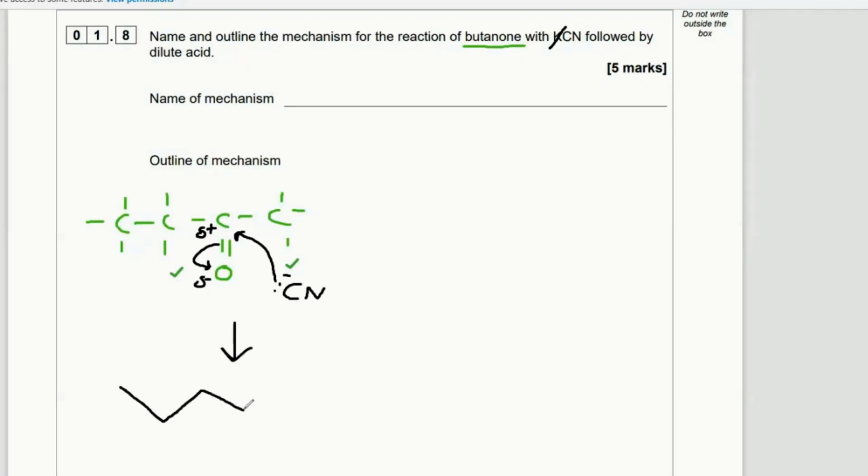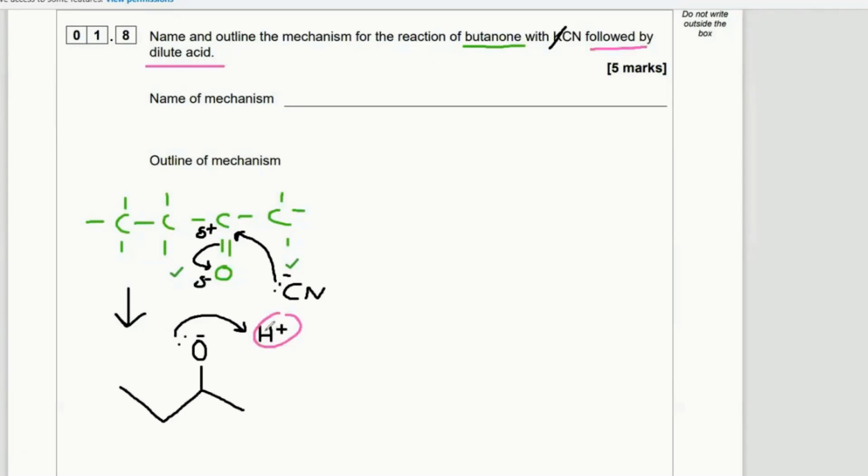Now we're going to draw the intermediate. I'm using the skeletal formula just to show you you don't have to do displayed. You can do skeletal. So here's my oxygen. I'm going to put the oxygen at the top here. I'm going to flip it around a bit. I'm going to put the lone pair on the oxygen because the double bond broke and went to the oxygen. Now, what's the lone pair going to do? It's going to be attracted to a hydrogen ion. You say, where did that hydrogen ion come from?